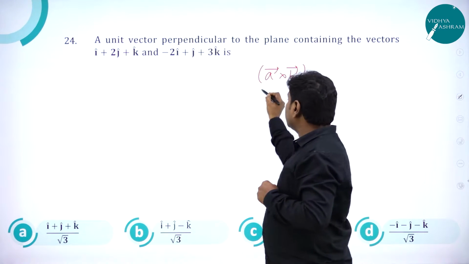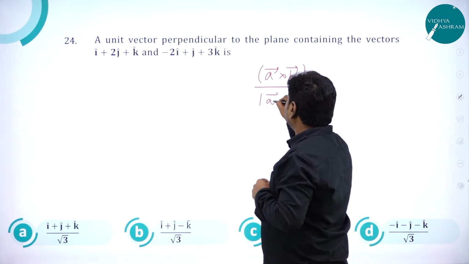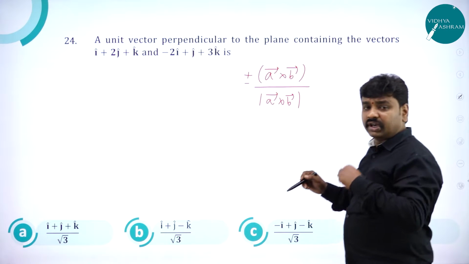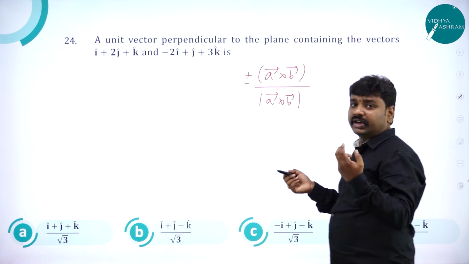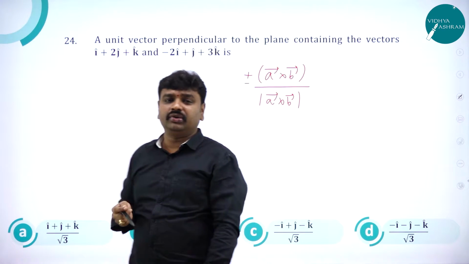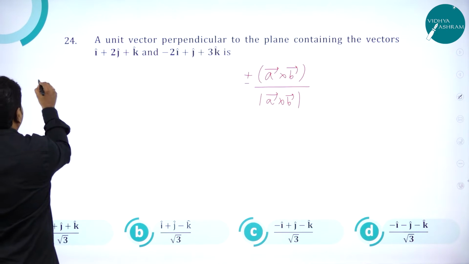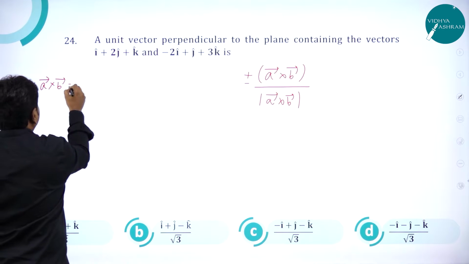Unit vector means what? A cross B by its magnitude, and we can write two unit vectors. One is positive and one is negative. Negative of a vector is also a unit vector. Magnitude will be same. So all of you know how to do cross product. First we'll find A cross B. What is A cross B?